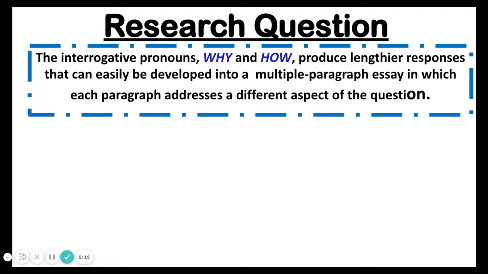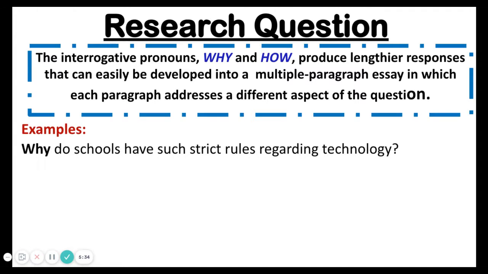The interrogative pronouns why and how produce lengthier responses that can easily be developed into a multi paragraph essay in which each paragraph addresses a different aspect of the question. Let's look at some examples. Why do schools have such strict rules regarding technology?